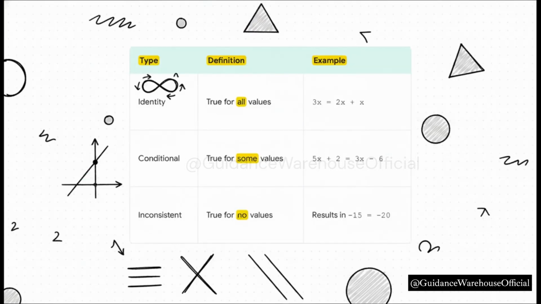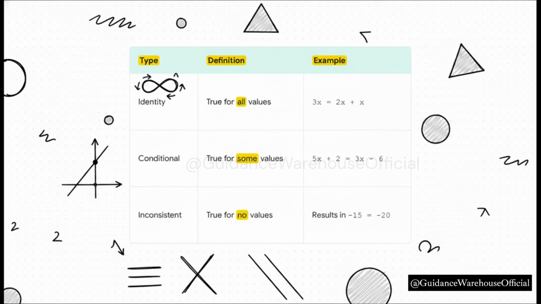Now, believe it or not, not all equations are created equal. They kind of have their own personalities. First, you've got an identity. This is a universal truth. It works for absolutely any number you plug in for x. Then you have a conditional equation. This one's a lot pickier. It's only true for one very specific value.